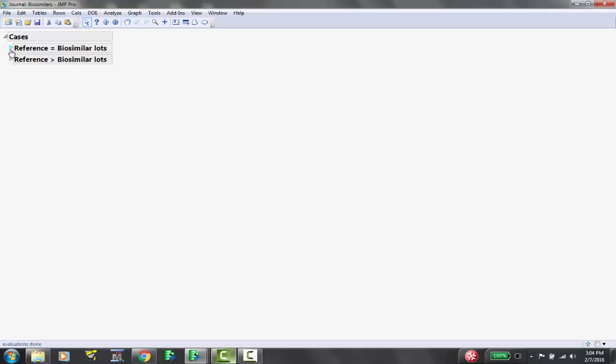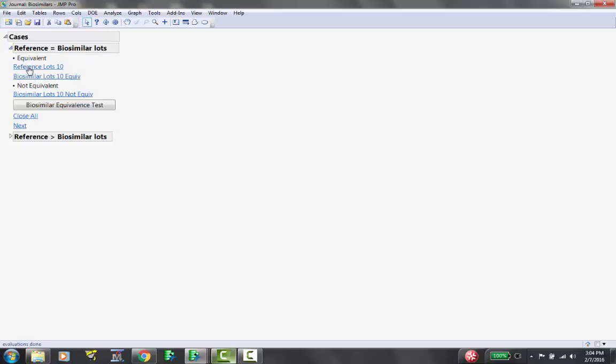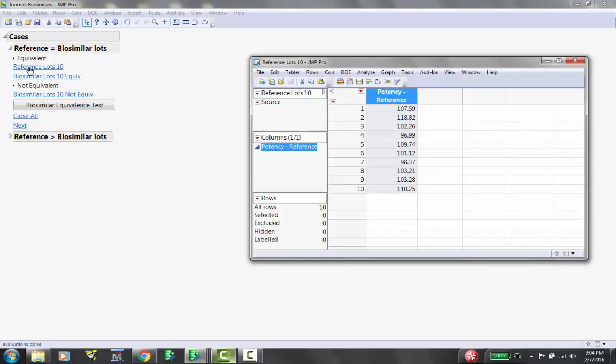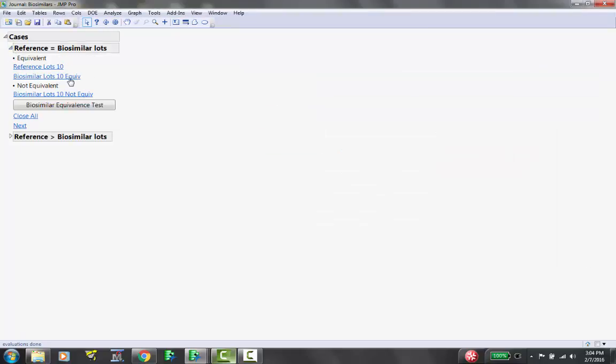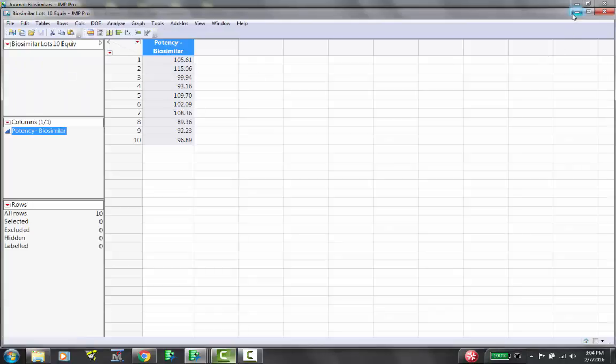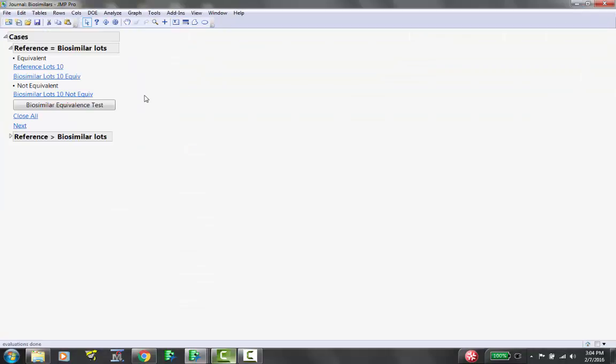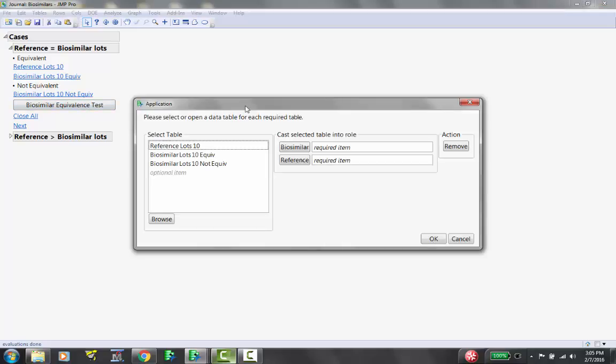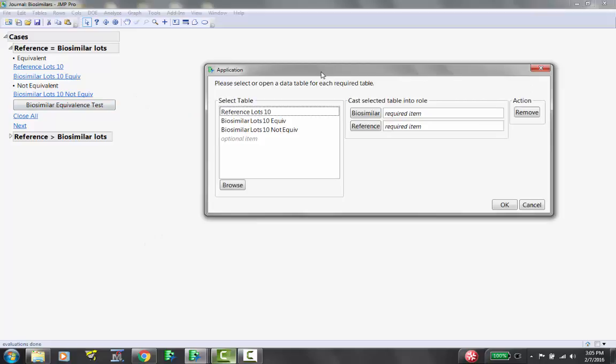For the reference lots equal to the biosimilar lots, say you have 10 reference lots and, say, 10 biosimilar lots. Now, what you're going to do for both cases is develop a 90% confidence interval for the difference in two means and develop acceptance criteria to compare that to. That's just 1.5 times some estimate of the standard deviation. So, what we did is we built a little script that'll do this for us.